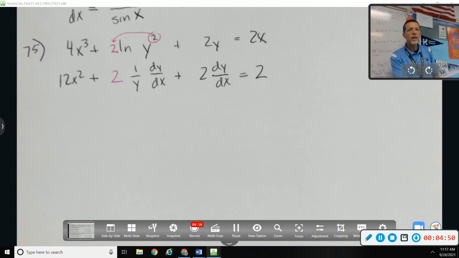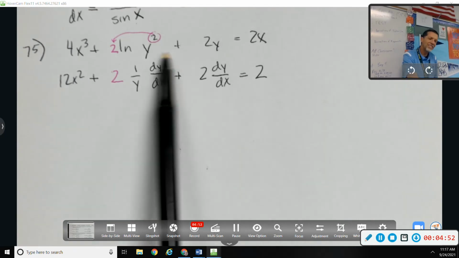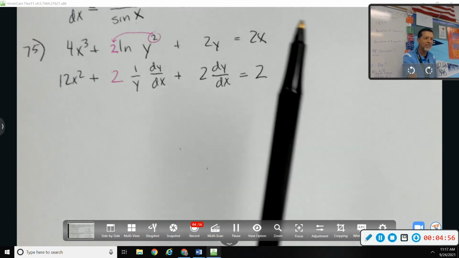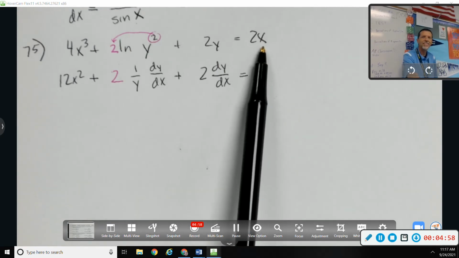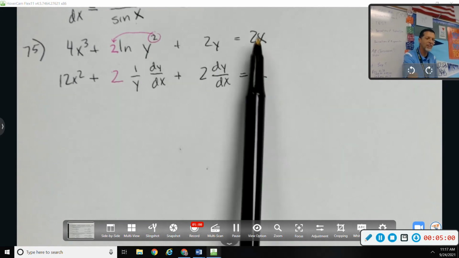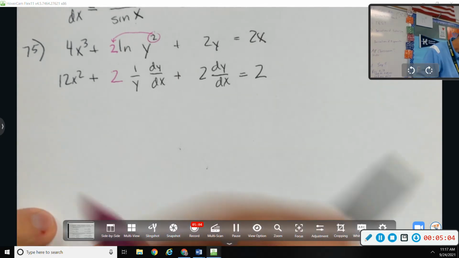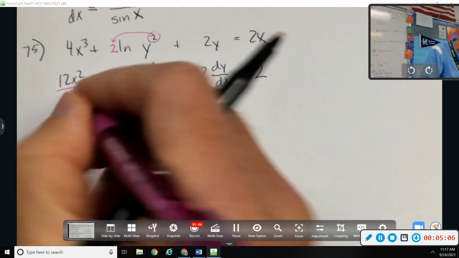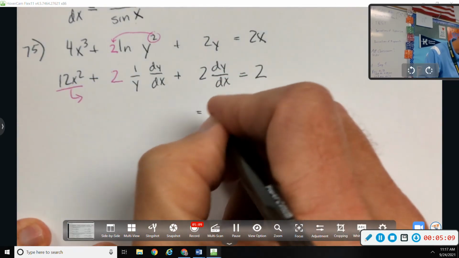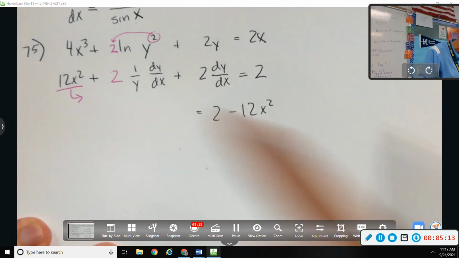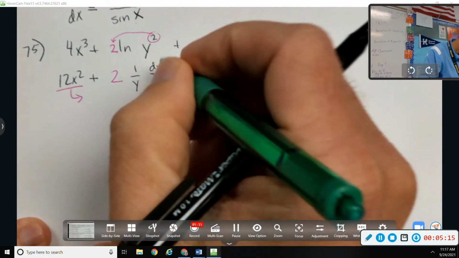Close to you. On that last test, there were a few people, it was frustrating. They would get the y stuff right, and then they would leave the 2x. It's like, you did the hard stuff right, and then missed what's supposed to be the easy one. All right, anything without a dy dx goes to the other side. And then we can factor out a dy dx.